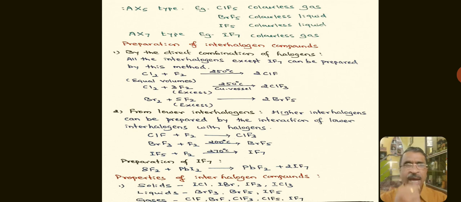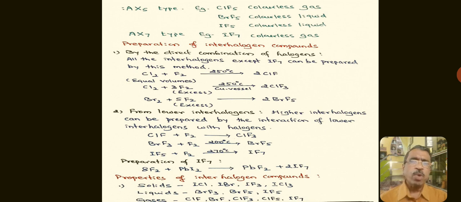There is another method of preparation of iodine heptafluoride. That is, when fluorine is treated with lead iodide, we get iodine heptafluoride with the formation of lead fluoride. This is the important method of preparation of iodine heptafluoride.